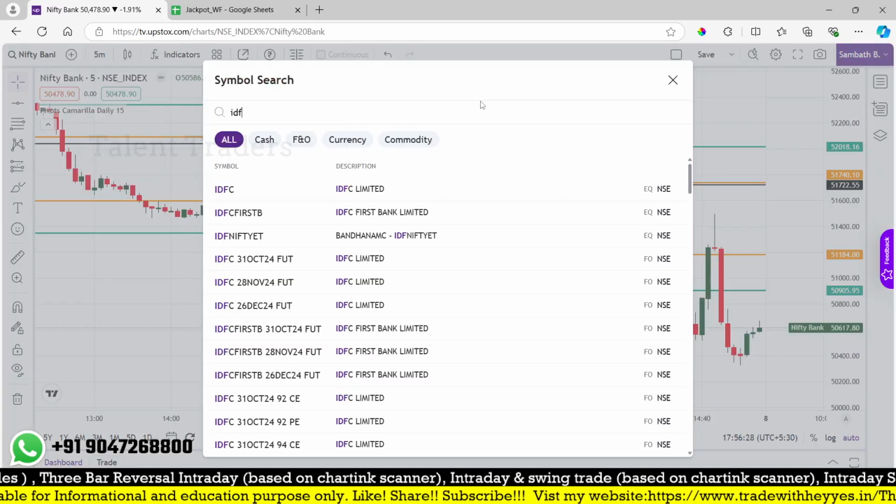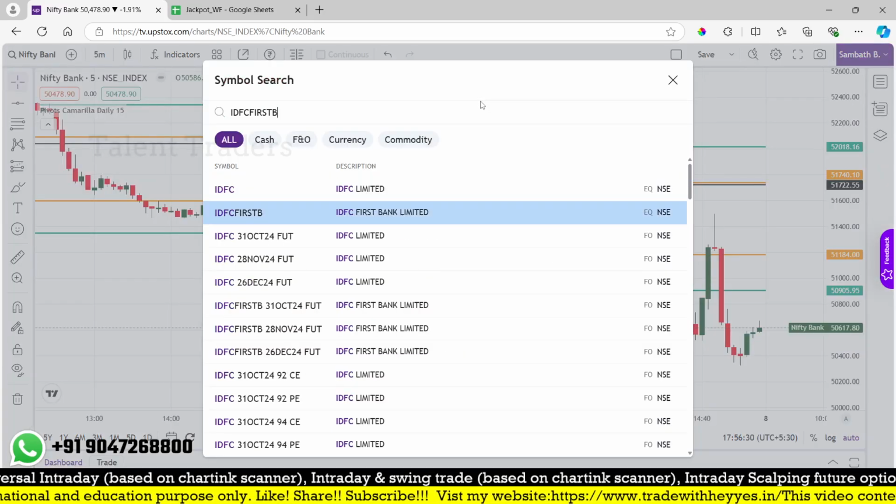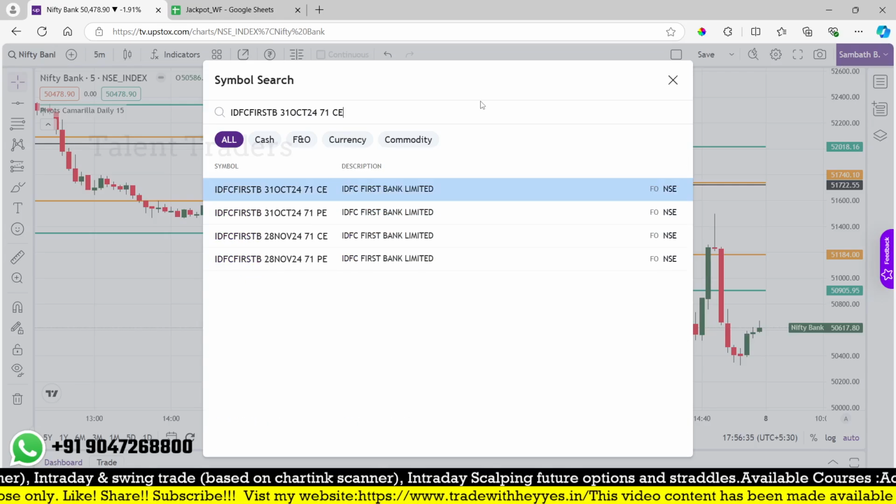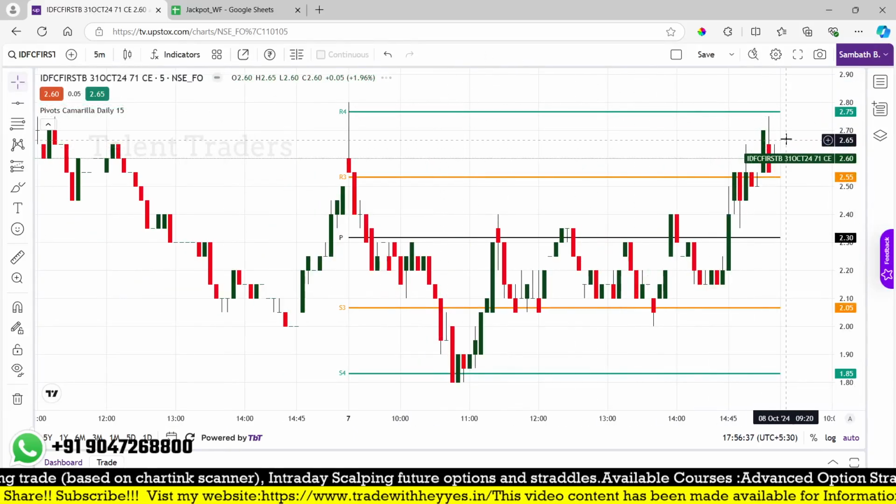IDFC First Bank has an inside Camarilla, right? So it is very narrow, a 71 call option, I think. So let's look at this. This is the reason.